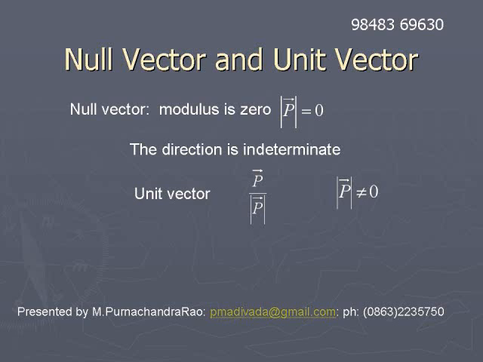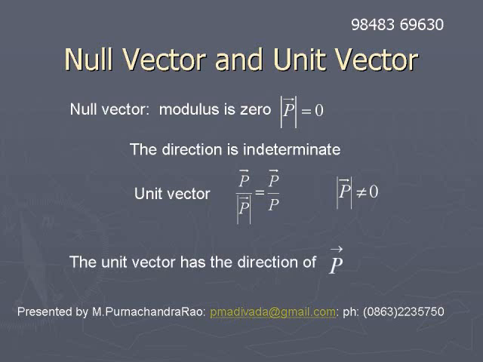Generally, modulus p bar is represented by p. Hence, it can be written as p bar by p. To obtain a unit vector, modulus p bar should not be 0. Hence, p bar by modulus p bar gives the unit vector. That means a vector having magnitude unity along the same direction as the vector p bar. So the unit vector has the direction of p bar, but its magnitude is 1.